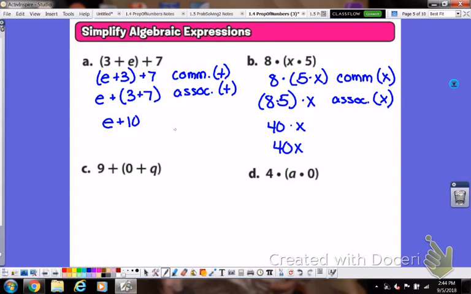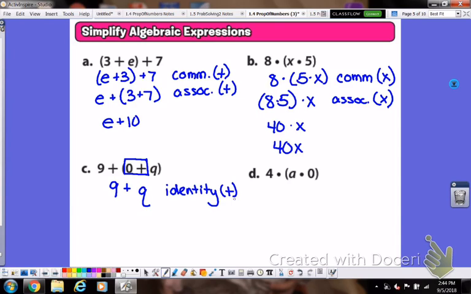Okay, so we look at C. 9 plus 0 plus Q. Well, this plus 0 part, we know that adding 0 does not change the result. So we can actually just get rid of that and have 9 plus Q because of our identity property, our additive identity.